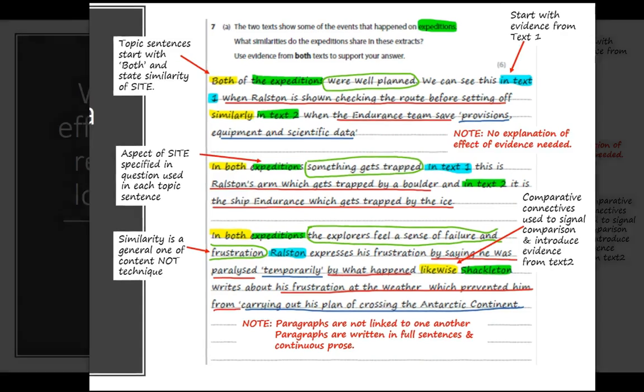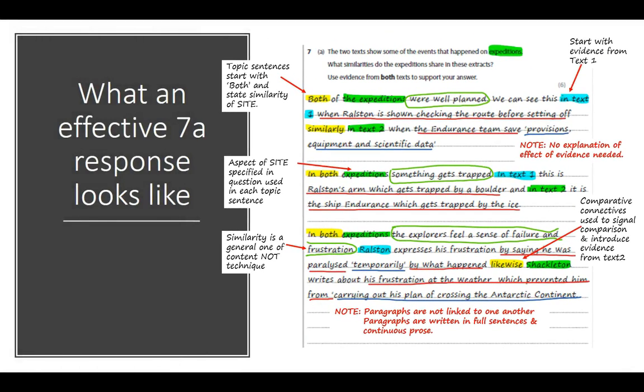It does need to be just retrieval of information and showing that you've understood the general similarities, but please do not write bullet point lists of quotes or use subheadings for each of the texts. Okay, so that's what a good response to 7A looks like in terms of how it's laid out and what's contained within each of the paragraphs.